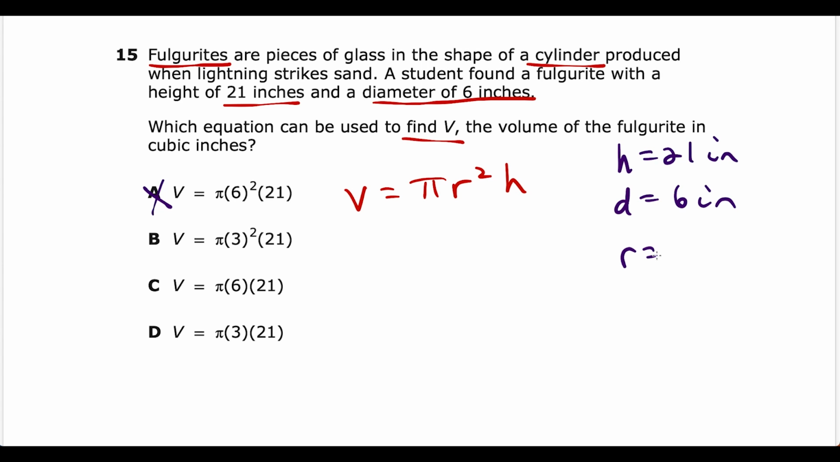Okay, we're going to be finding the radius first, and the radius is half of the diameter, which is 3 inches. So now we're ready to plug in. The volume is pi times, and they didn't write units here, but 3 squared times the height is 21. So now we scan the answer choices here, and this is looking like choice B.